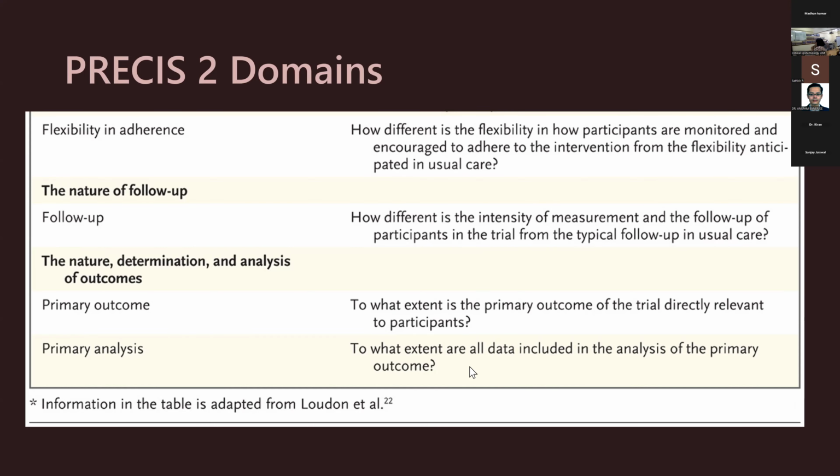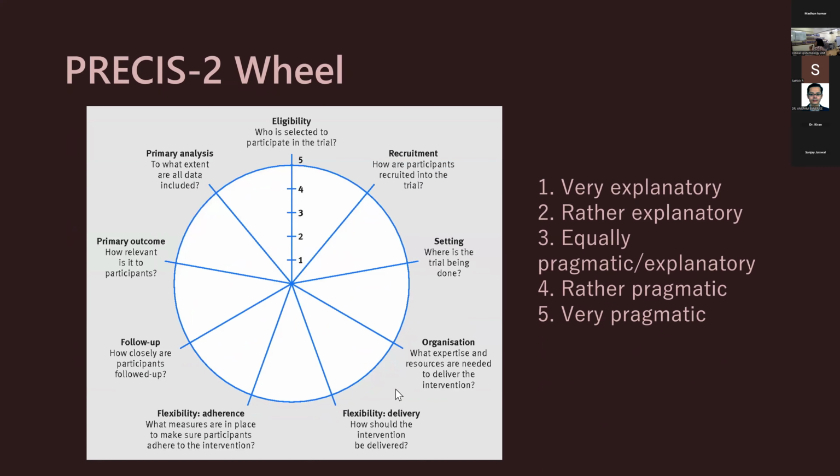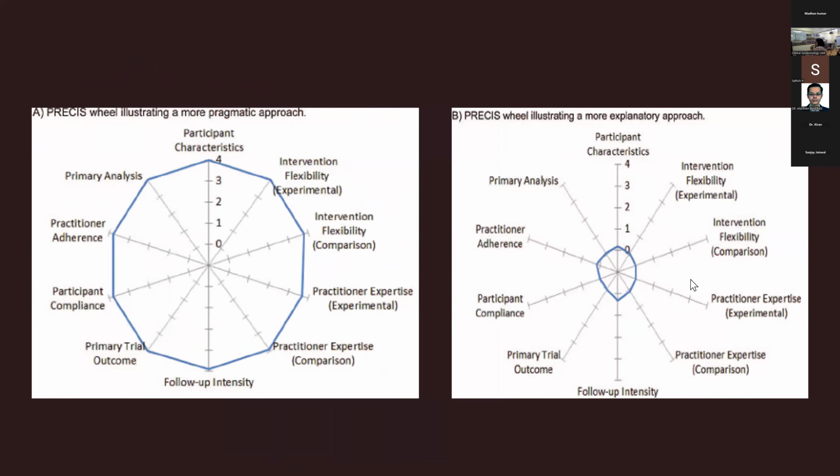So there are these 9 domains, and the study is scored on a scale of 1 to 5, where 1 is very explanatory and 5 is very pragmatic. So there is this PRECIS-2 wheel. In this, the study is scored against various domains, and then they are connected to form a diagram like this. If your overall study is close to the hub of this wheel, it is looking more like an explanatory trial. If it is widely spread apart like this, it is more of a pragmatic design.